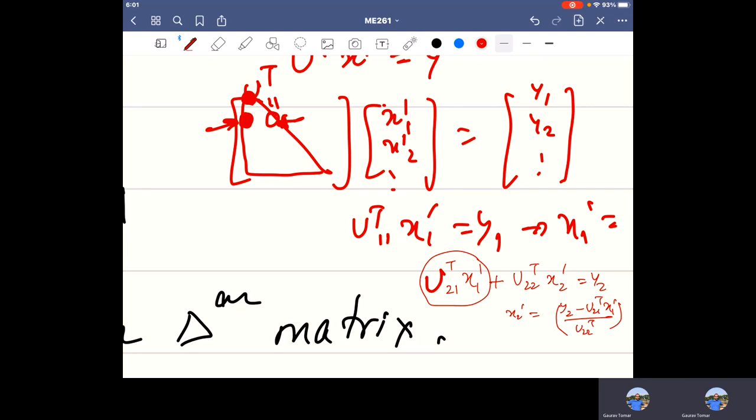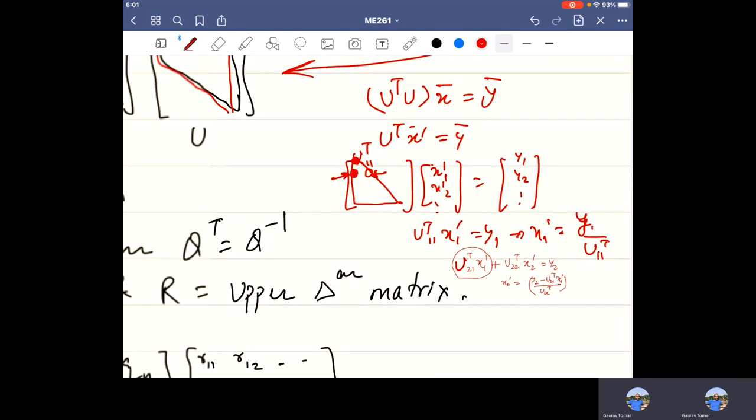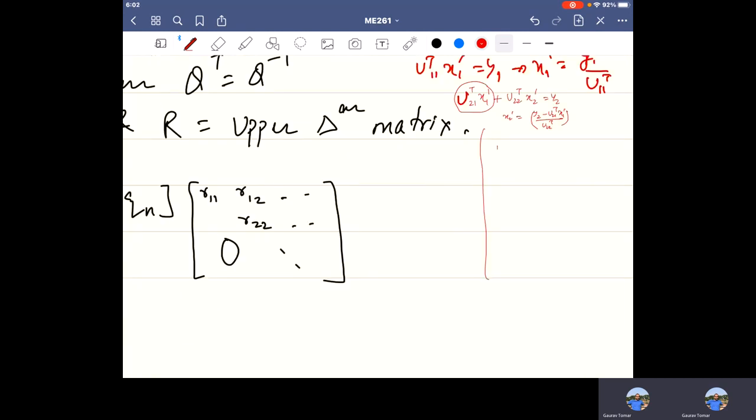Once you have solved for all the x1 prime, x2 prime, and so on, your U times x is essentially the x prime vector. Now U is an upper triangular matrix, so you start from the last one. We also call this, in the Gauss elimination method, back substitution. So U_NN x_n is essentially x_n prime, and so you have solved for x_n.